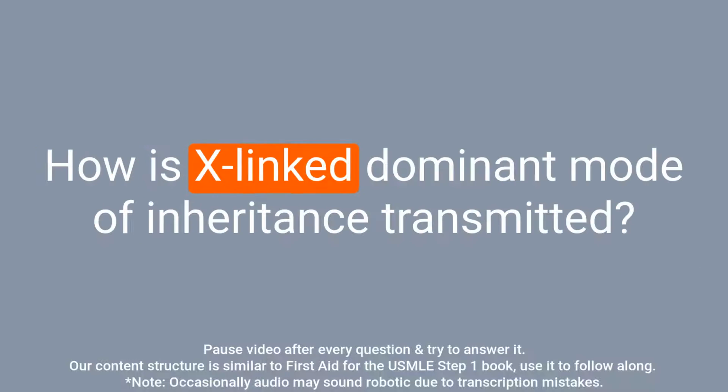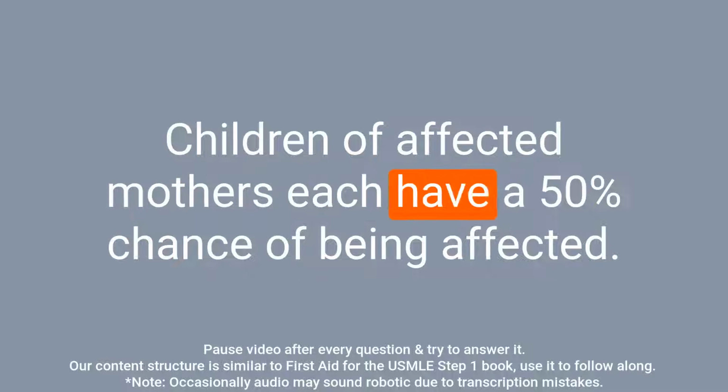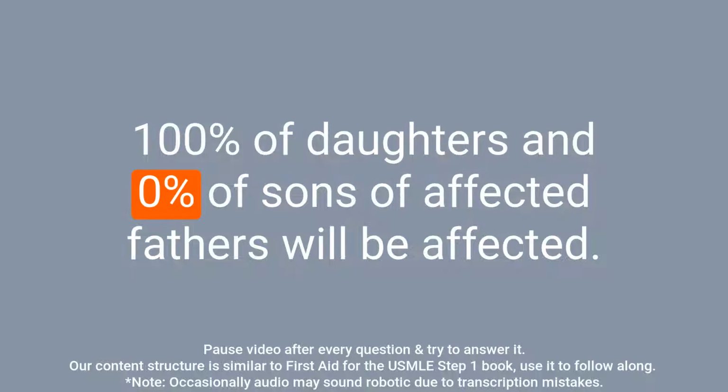Question: how is X-linked dominant mode of inheritance transmitted? Answer: X-linked dominant mode of inheritance is transmitted through both parents. Children of affected mothers each have a 50% chance of being affected. 100% of daughters and 0% of sons of affected fathers will be affected.